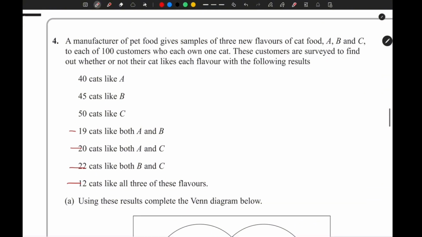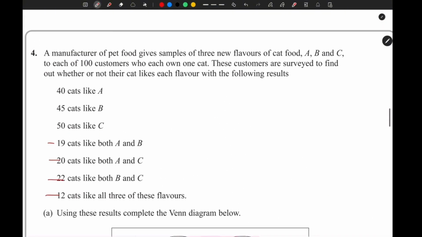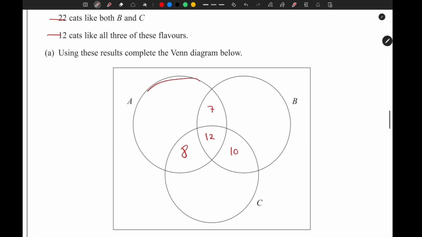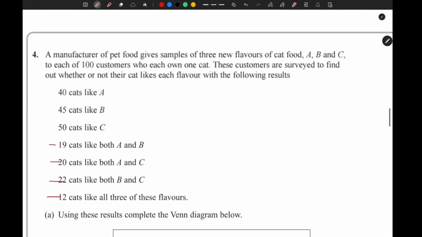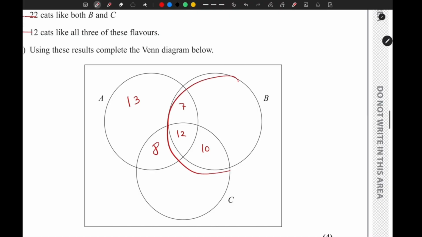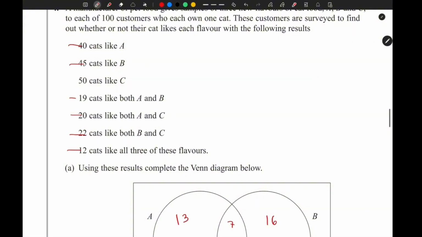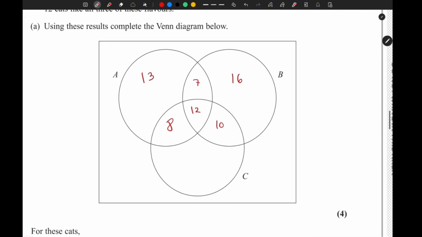So that's done. And 40 cats like A. So the whole value of this is 40. So this will be 13. So that's done. And 45 cats like B. So this is 45 and this will be 16. And 50 cats like C. So the whole value of this is 50. So this will be 20.